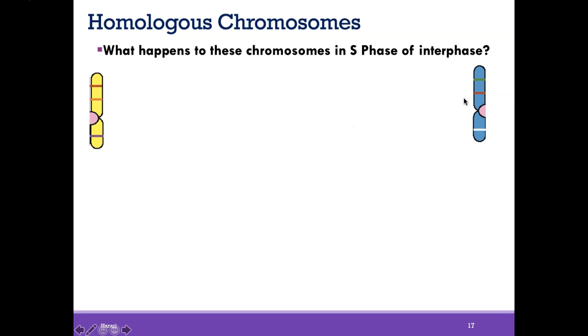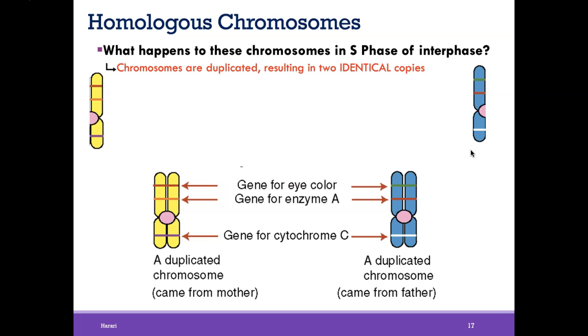So what happens to these chromosomes in S phase of interphase? Normally we have 23 different chromosomes from mom, 23 different chromosomes from dad. And in S phase of interphase, chromosomes are duplicated. Now we have two identical copies of each chromosome. This is where it gets a little tricky. So now we're going to have a duplicated chromosome 15 from mom and a duplicated chromosome 15 from dad.